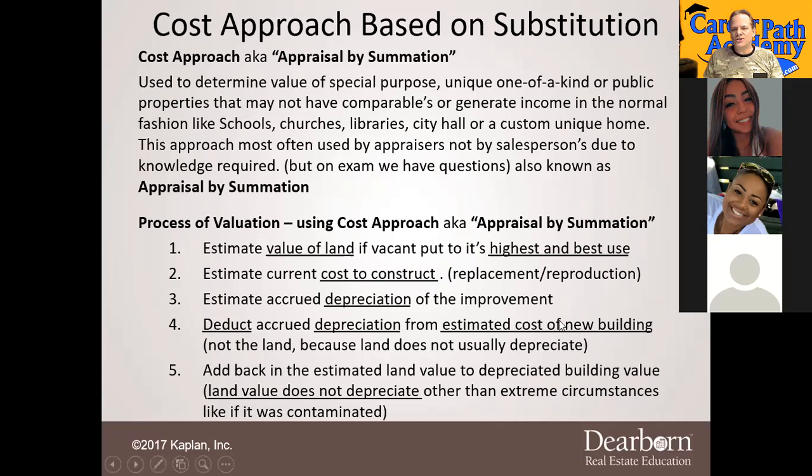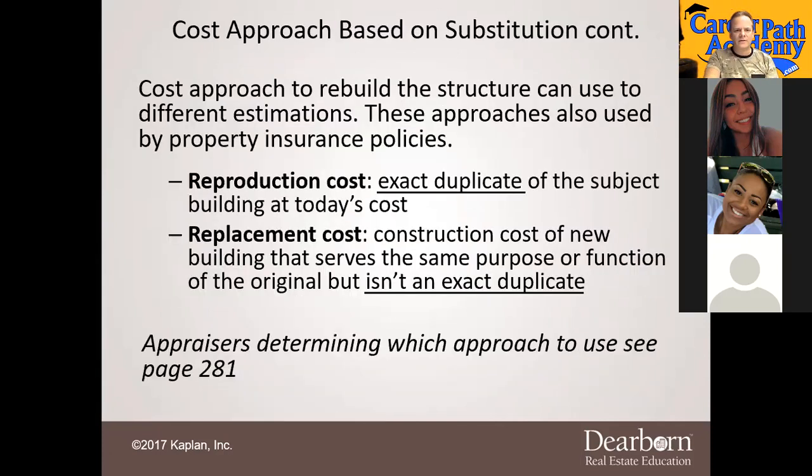Now, there's two approaches that an appraiser can do. They could take the replacement approach or the reproduction cost approach. Let me just skip to the next slide here for a second that explains these two. So reproduction approach would build an exact duplicate of the building that's there. Replacement cost approach would build another structure that serves the same purpose, but it's not necessarily exactly the same.